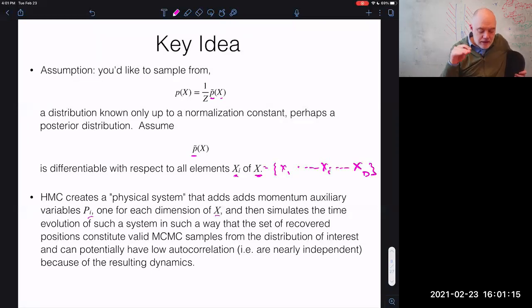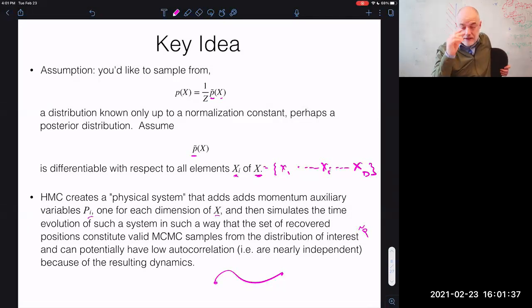And then simulates the time evolution of such a system in such a way that the set of recovered positions, the endpoints of these trajectories that you were seeing before, constitute valid Markov chain Monte Carlo samples from the distribution of interest, that being P tilde, and can potentially have low autocorrelation, which is to say they're basically nearly independent. So if you were to look at the chain of samples that come out of your Metropolis within Gibbs algorithm, they're going to be highly, highly correlated.